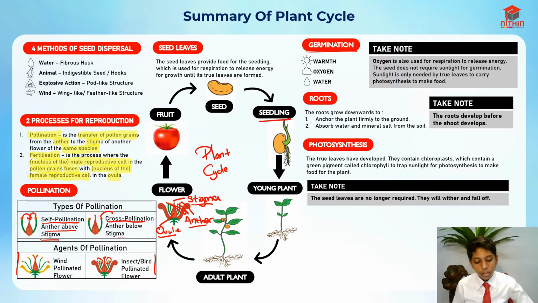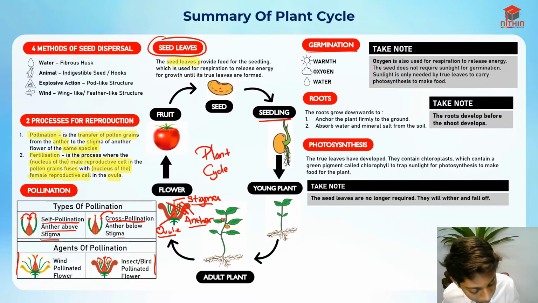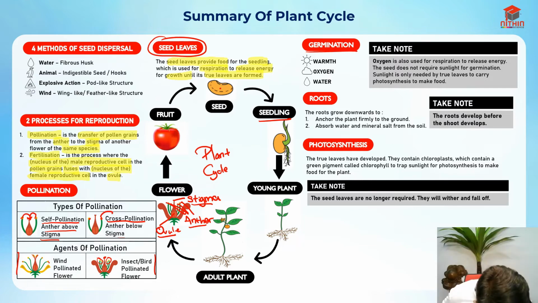Before that, the seed contains seed leaves. What are these seed leaves important for? The seed leaves provide food for the seedling, because the seedling doesn't have leaves to make its own food in order to survive. These seed leaves provide food for the seedling, which is used for respiration to release energy for growth until its true leaves are formed. Okay, I hope you understand that.